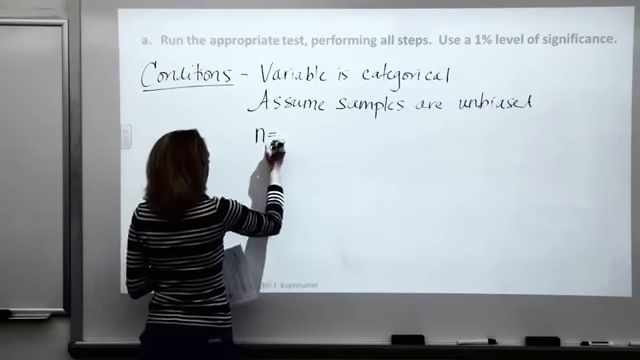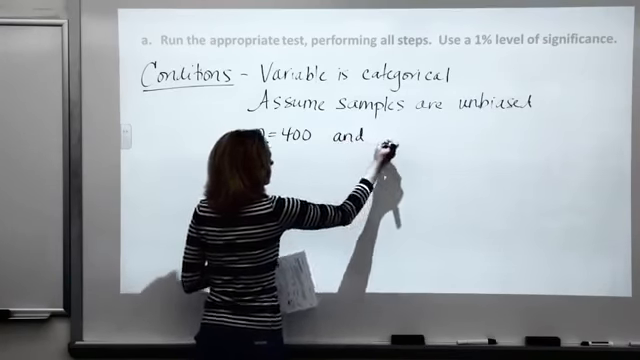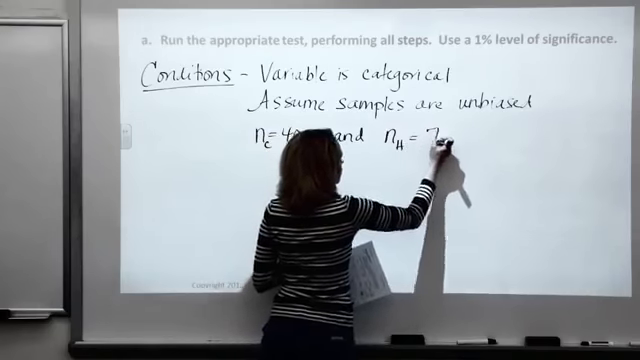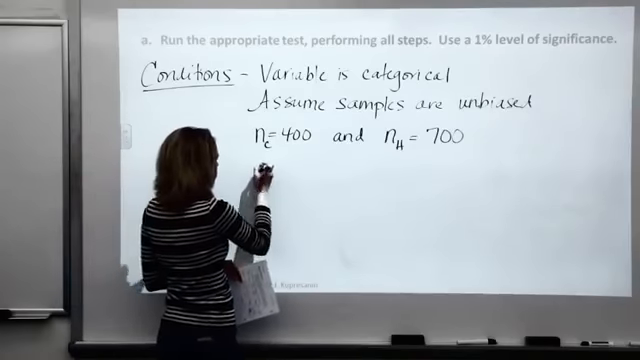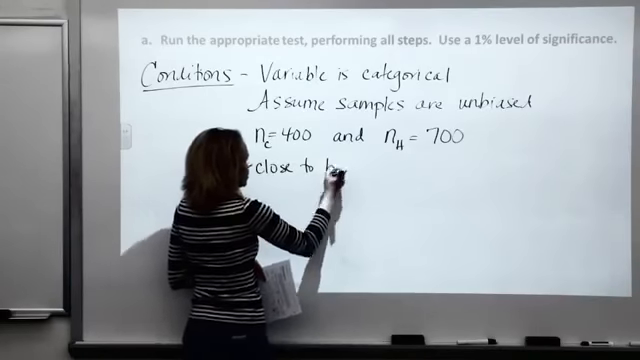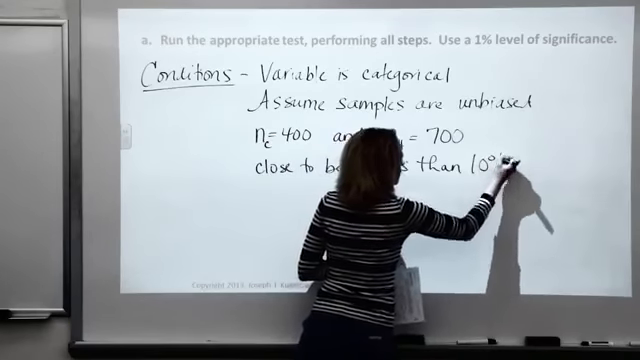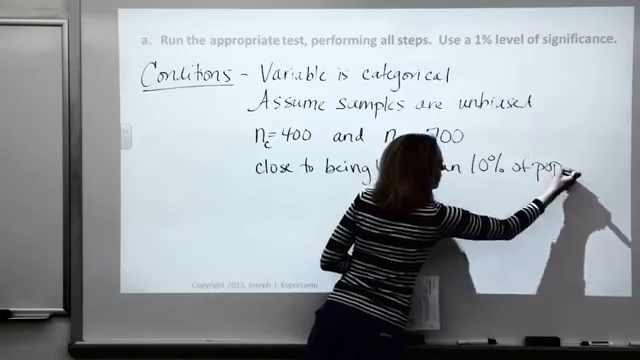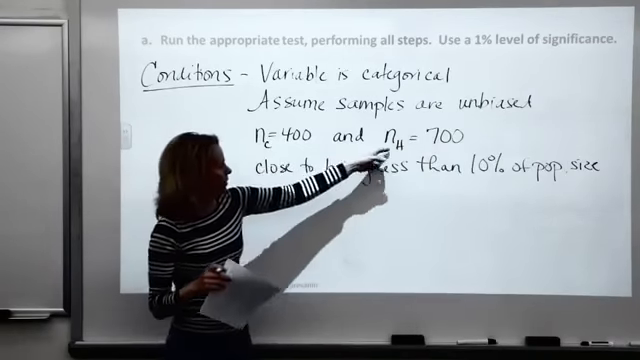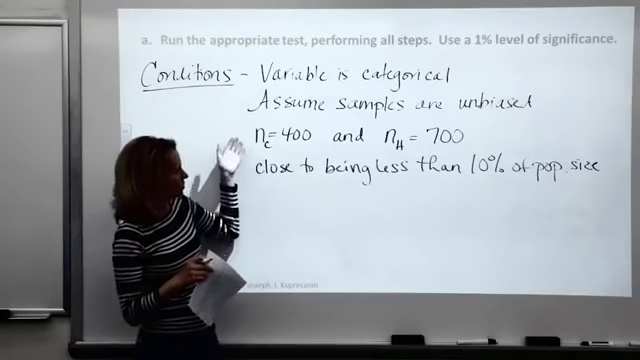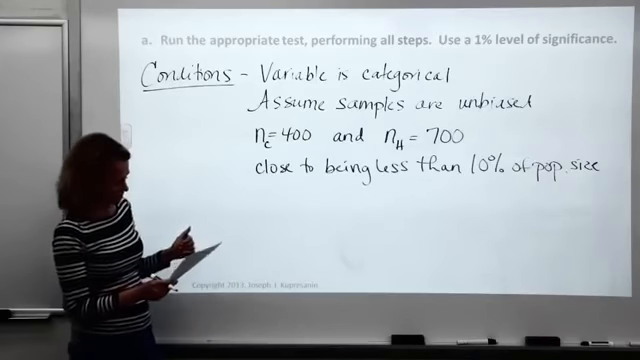So our sample size at Cecil and our sample size at Hartford are close to being less than 10% of those population sizes. It's really just close for Cecil. At Hartford it definitely is, but those population sizes are constantly changing, so this is probably just fine.